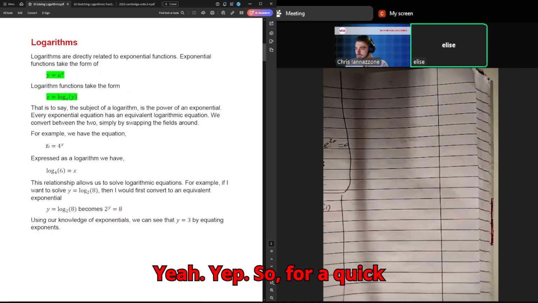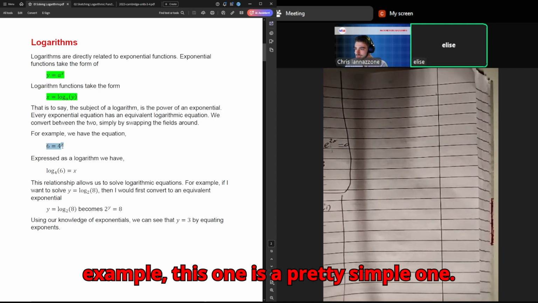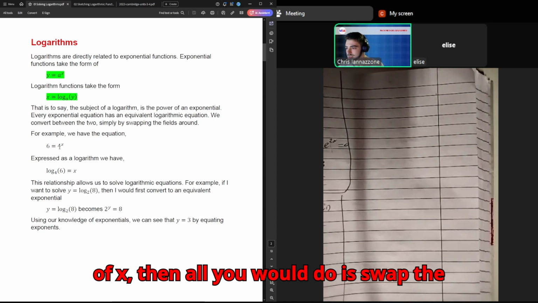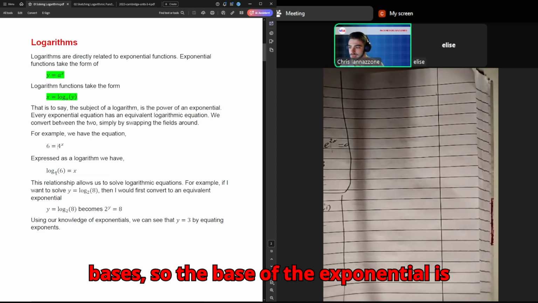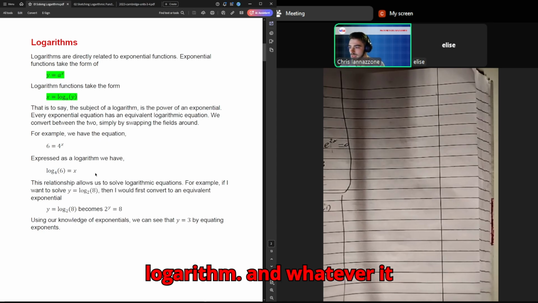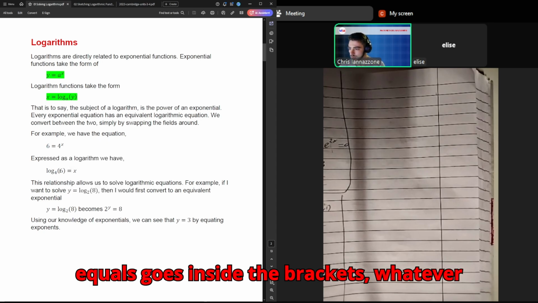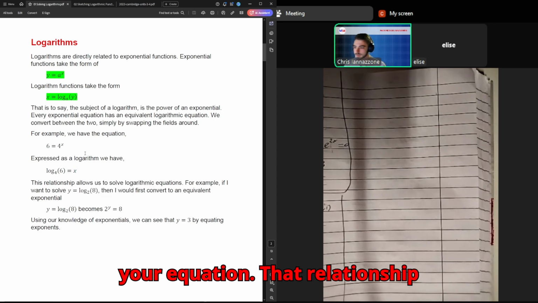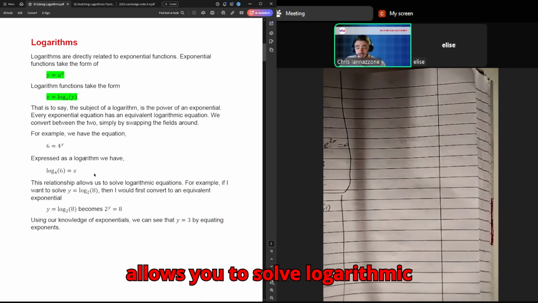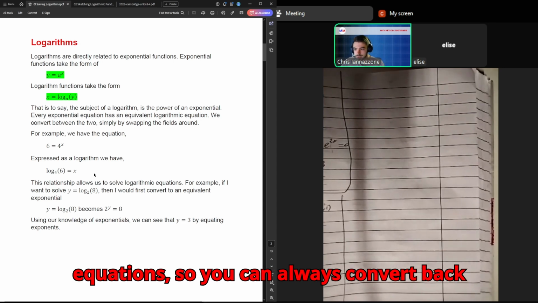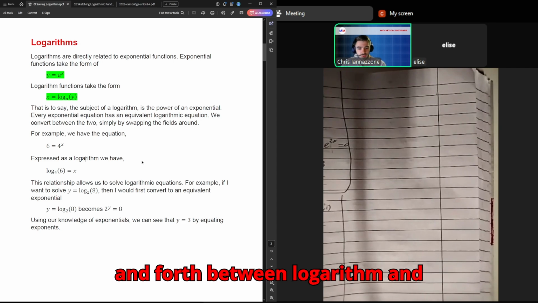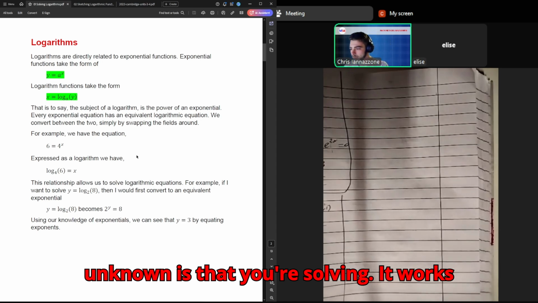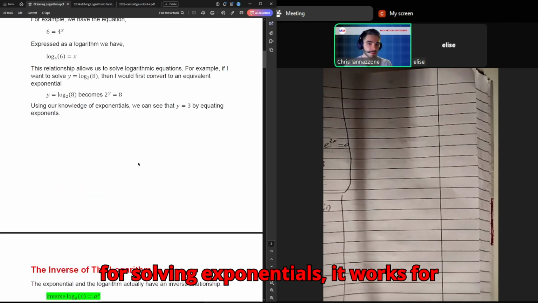Yep. So for a quick example, this one is a pretty simple one. If you have 6 equals 4 to the power of x, then all you would do is swap the bases. So the base of the exponential is always the same as the base of the logarithm, and whatever it equals goes inside the brackets. Whatever the exponent is becomes the subject of your equation. That relationship allows you to solve logarithmic equations, so you can always convert back and forth between logarithm and exponential to solve for whatever the unknown is that you're solving. It works for solving exponentials, it works for solving logarithms.